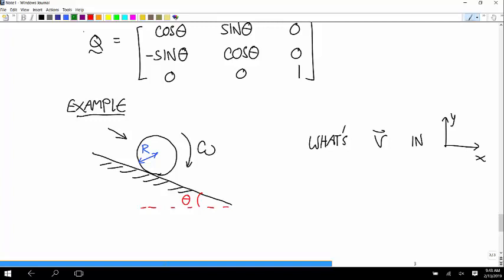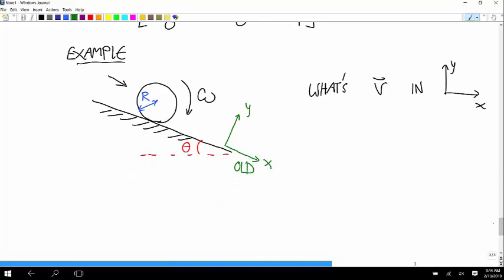So first I'm going to do it. This is going to be my old coordinate system. It's going to be aligned with the incline. And that makes doing this calculation easy. So the velocity vector in the old coordinate system is, so it's negative omega, whatever your omega is, times r.